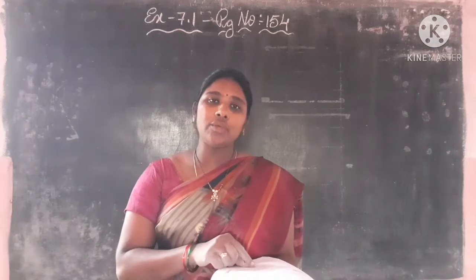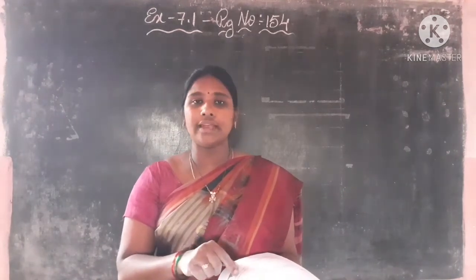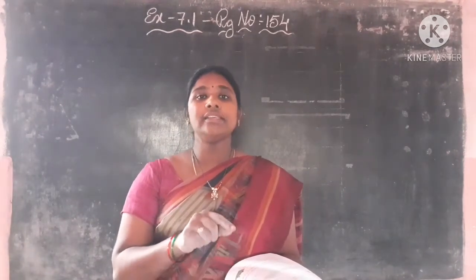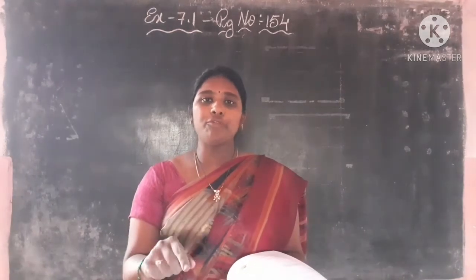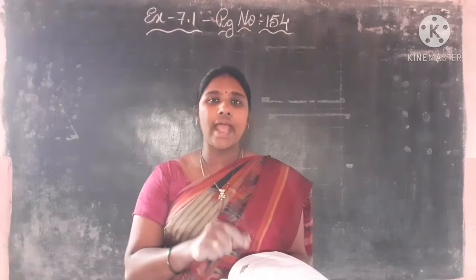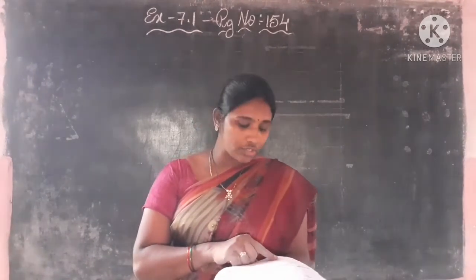So perimeter is given, we have to find the side. What is the formula for that? Side is equal to perimeter divided by 4. Then do it, you will get the answer. Next, see the second question.